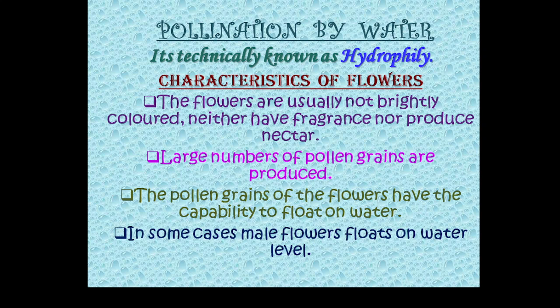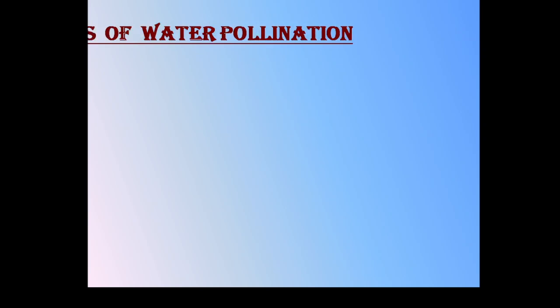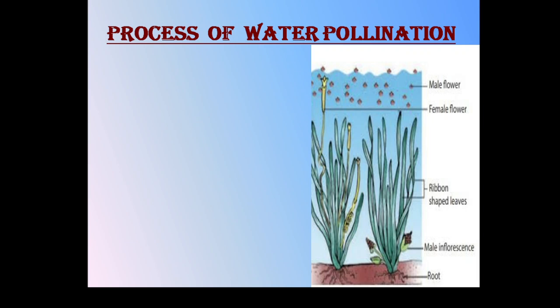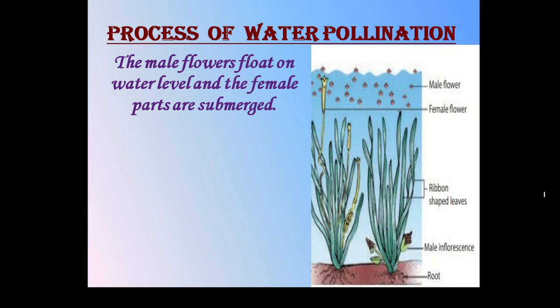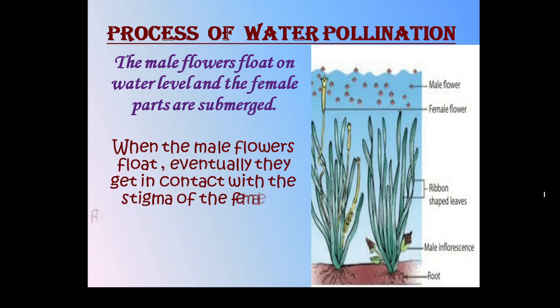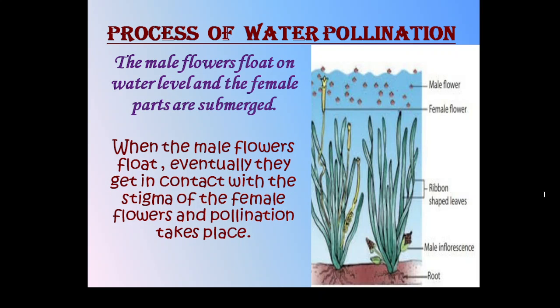Okay, done. Now we are going to the next slide, that is the process. See, here you can see the picture on the right side, that the male flowers are on the top. You can see these portions, the male flowers are on the top, the female flower is this one. Now what will happen, the male flower floats on the water level and the female parts are submerged. When the male flowers float, eventually they get in contact with the stigma of the female flowers and the pollination takes place. Suppose let's take this one, the nearest one. So they are floating on the water surface, and they are now eventually getting in contact with the stigma of the female flower, and the pollination will take place.